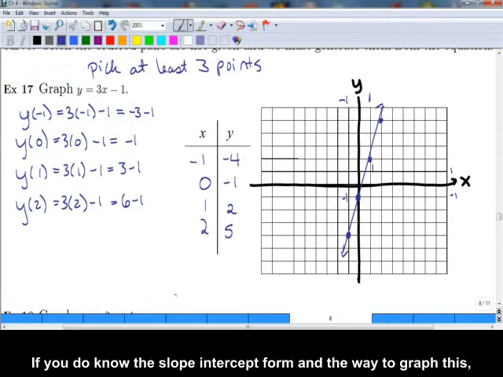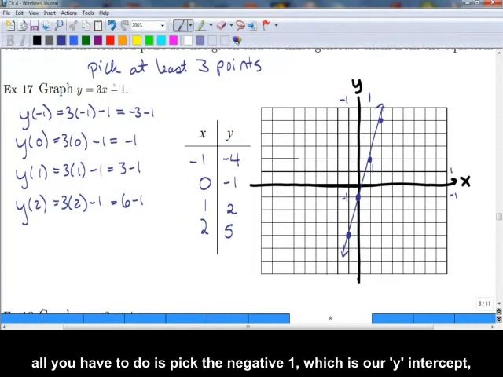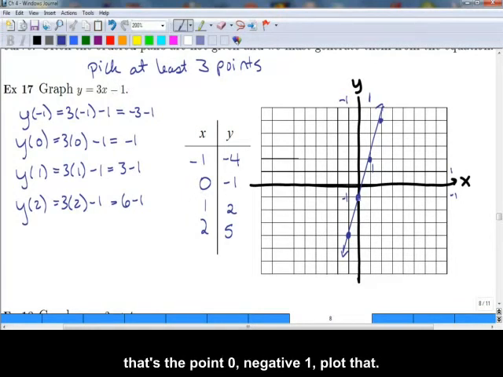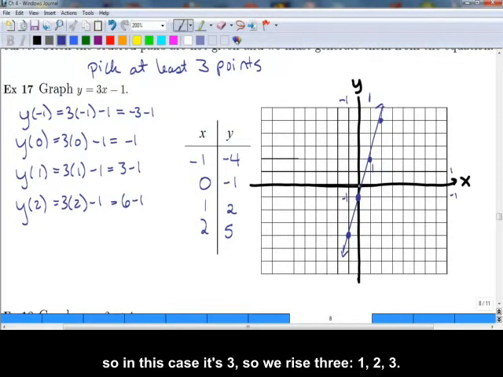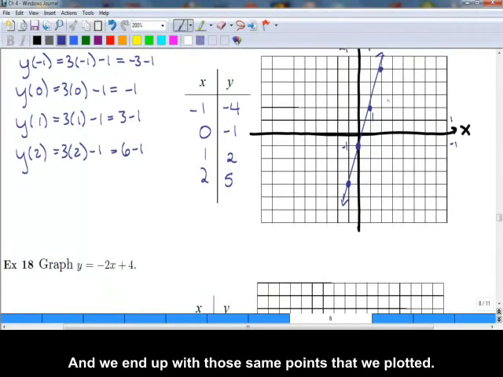If you do know the slope-intercept form and the way to graph this, all you have to do is pick the -1, which is our y-intercept. That's the point (0, -1), plot that. And then you can use the slope, which is rise over run. So in this case, it's 3, so we rise 3, 1, 2, 3, we run 1. Rise 1, 2, 3, we run 1. And we end up with those same points that we plotted.